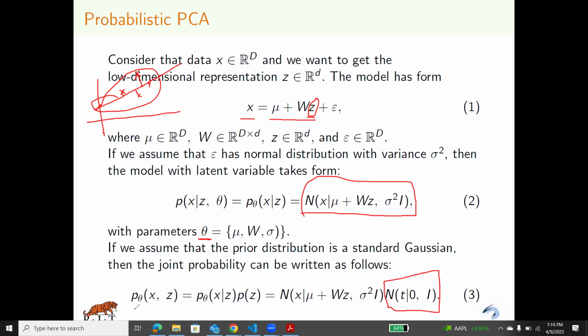Under this assumption, we can write the joint probability. As you remember, joint probability is the conditional probability times the probability of condition. And this is how the joint distribution looks like. The problem is that we don't observe latent space variables. We don't observe z. We observe only x input. That's why these models are called models with latent variables.